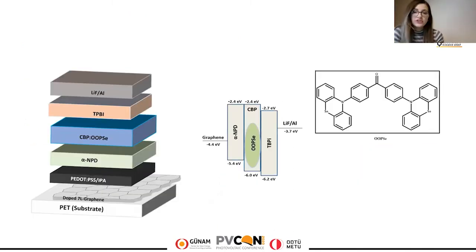In the light of this information, we have designed a device. At the bottom, we use flexible polyethylene terephthalate, PET, as a substrate, and on the PET, we transferred 7-layer doped graphene as an anode. Then a PEDOT:PSS and isopropyl alcohol mixture was used as the hole injection layer, and alpha-NPD was used as the hole transport layer. Host material CBP and the synthesized guest material OOPCE were used in the emissive layer. Then TPBi was deposited as the electron transport layer. Lithium fluoride and aluminium were deposited by using a metal evaporator under low pressure. As you can see from the energy diagram, energy levels of the layers are very proper for electron and hole transportation.